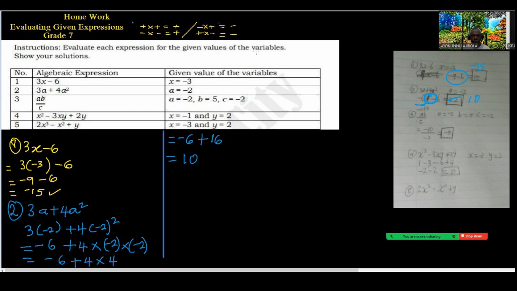Okay, let me change the color there. So number 3, we have AB over C. And we've been given the value of A to be -2, so that's -2. Then B is 5, that's 5. Then C is -2 as well. So there's no point doing much with this particular question because we already have -2 at the bottom and -2 at the top. So you can cancel them.